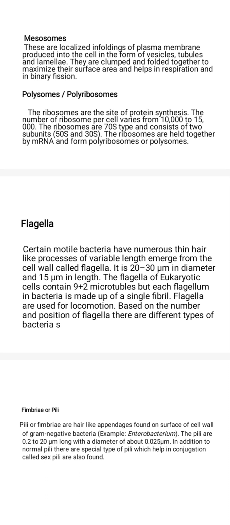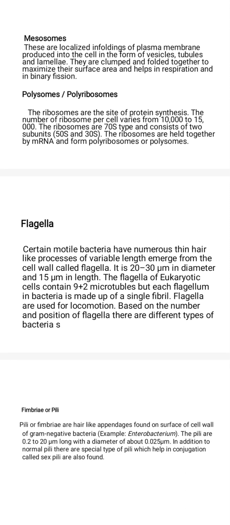Again, flagella is the outermost structure. Certain motile bacteria have numerous thin hair-like processes of variable length that emerge from the cell wall, called flagella. It is 20 to 30 micrometer in diameter and 15 micrometer in length. The flagella of eukaryotic cells contain 9 plus 2 microtubules, but each flagellum in bacteria is made up of a single fibril. Flagella are used for locomotion. Based on the number and position of flagella, there are different types of bacteria.